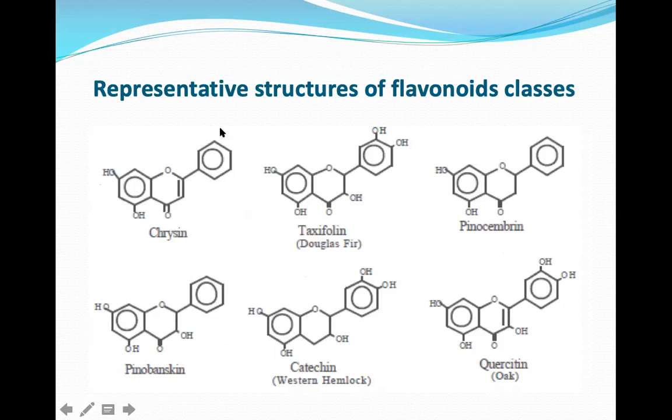So, representative structures of flavonoids. Yesterday I showed you several: chrysin, taxifolin, pinocembrin, pinobanksin, catechin, quercetin. These are the important classes of groups or structures of flavonoids, examples of representative chemical structures of flavonoids.